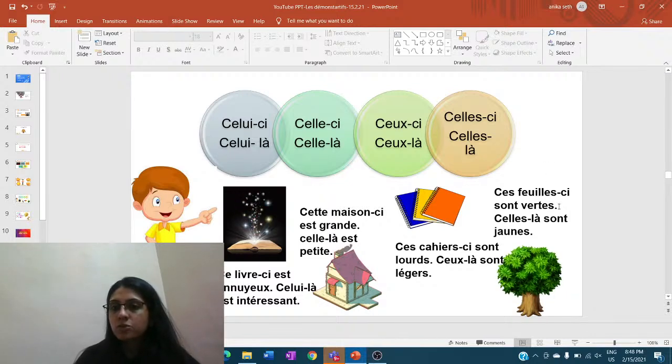Then ces feuilles-ci sont vertes. Celles-là sont jaunes. These leaves here are green. The ones there are yellow. Alors, feuille will be replaced with celles because it is feminine plural, right?